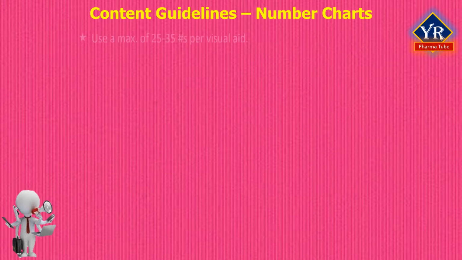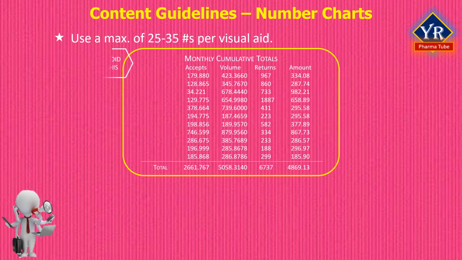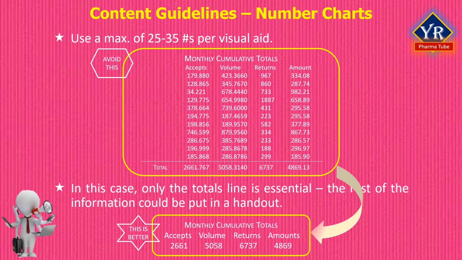Content guidelines. Use 25 to 35 numbers per visual aid. One number may contain many digits, so use your best judgment. The general rule of thumb is to put raw data into the handout material or on backup slides. Data charts should only contain bottom line information, conclusions, and final results. In this case, only the totals line is essential. The rest of the information could be put in a handout.